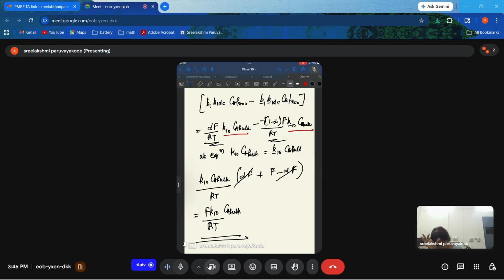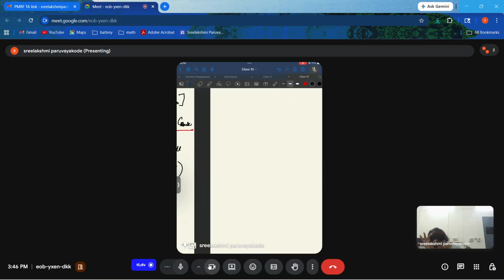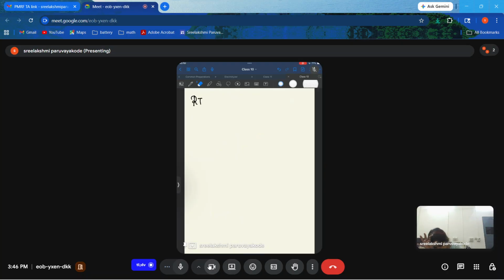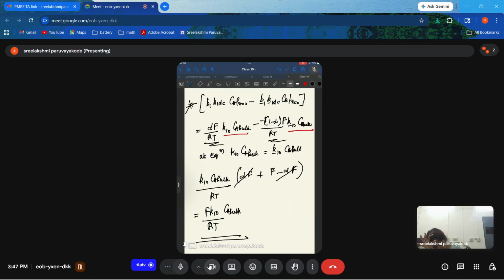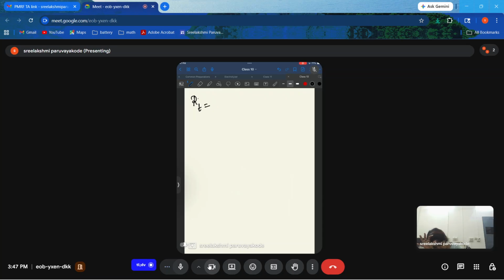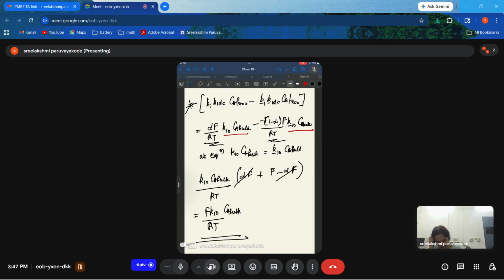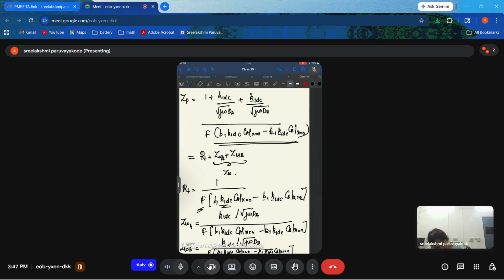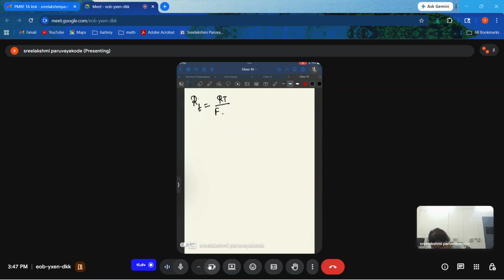Now substitute this back in the expression for RT. Because RT is 1 by the denominator, 1 by this value is RT. So what do you get? RT by, there is already one F outside, right? This F square, K1 0, CA bulk. This is RT. Similarly, you can find out what is ZA, what is ZWB.